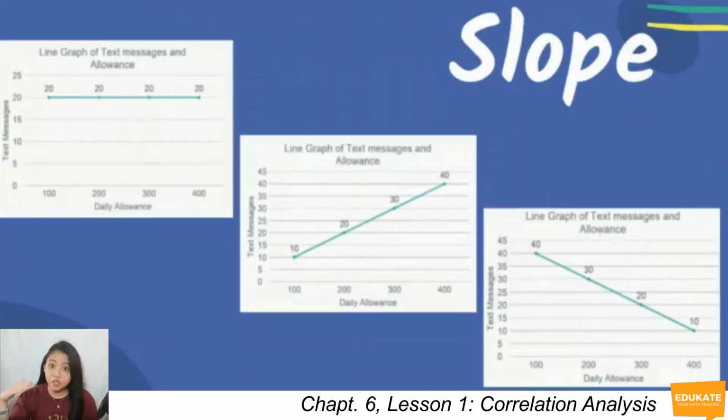So if you have a slope of 0, that means your line is going to be horizontal. That means as your one variable increases, the other has a constant value. Pag rising naman to the right, you have a positive slope, meaning as your one variable increases, the other variable also increases. Direct relationship. Yung last one, you have there a line rising to the left. That means as your one variable increases, the other variable decreases, meaning you have an indirect relationship.